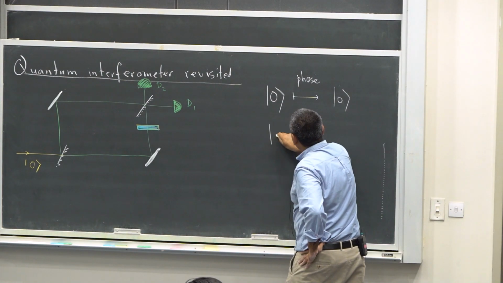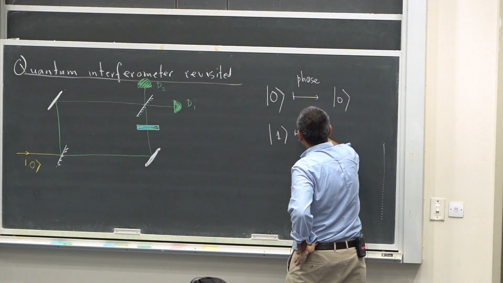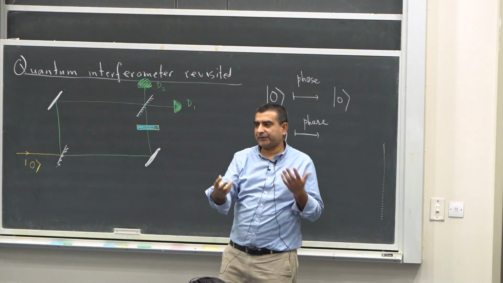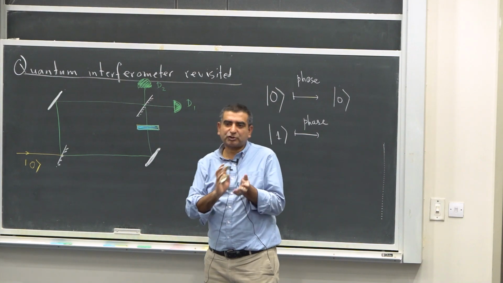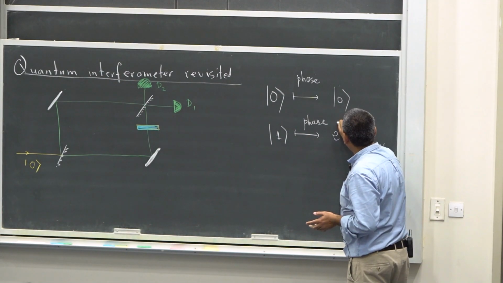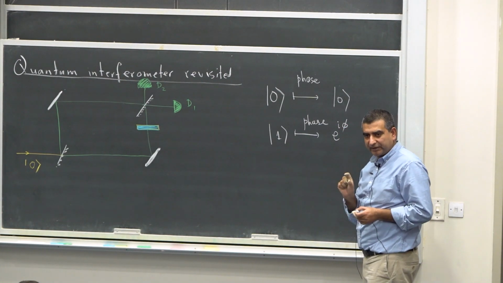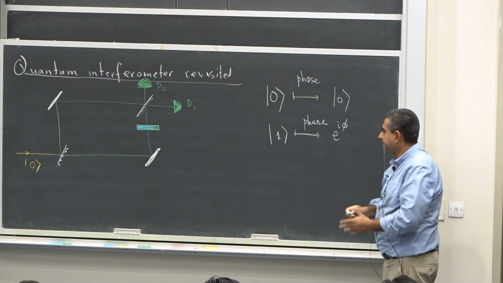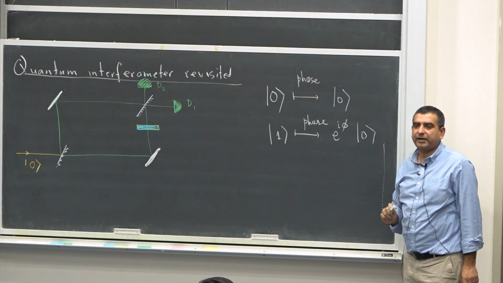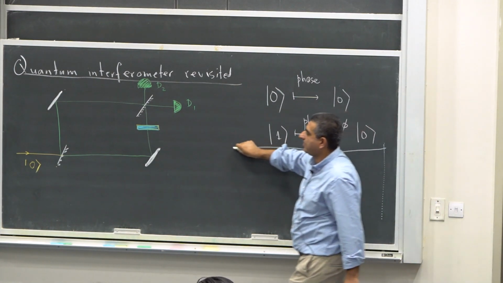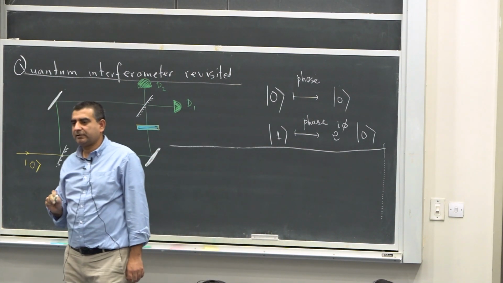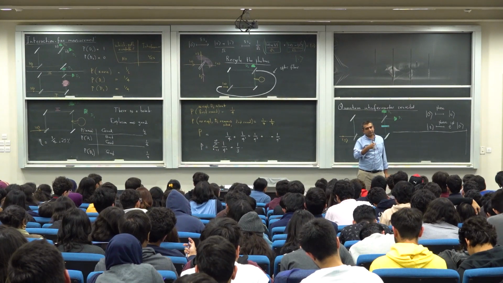However, if ket 1 sees this phase plate, it introduces a phase. It puts a complex number next to this quantum state, e^(i phi). Phi is a real number, but e^(i phi) is a complex number. Now what I would like you to do is, on your notebooks, in the next 5 minutes, do a state progression calculation.